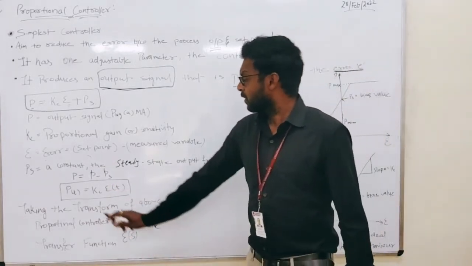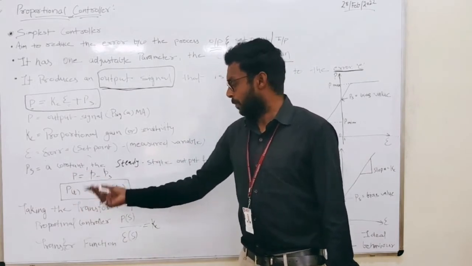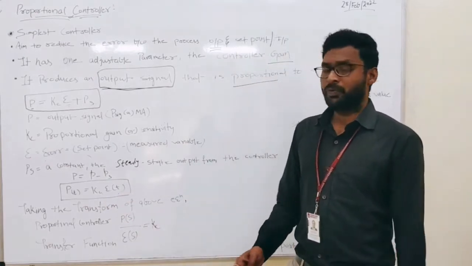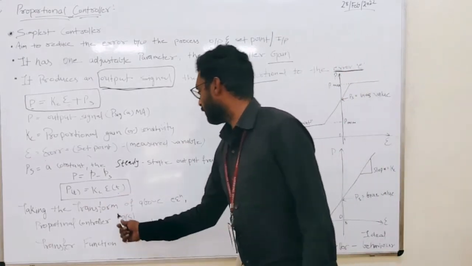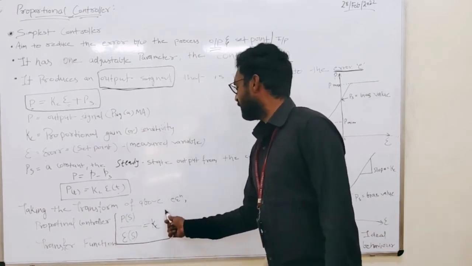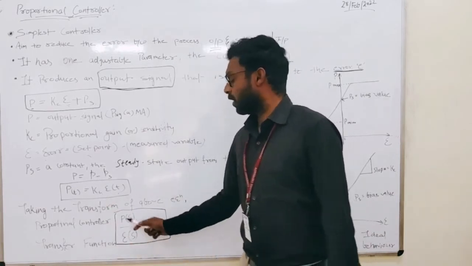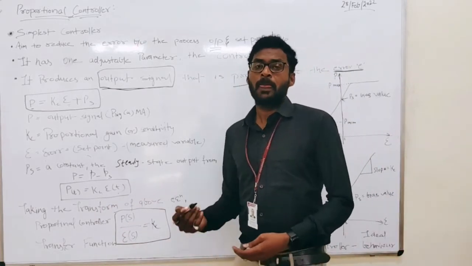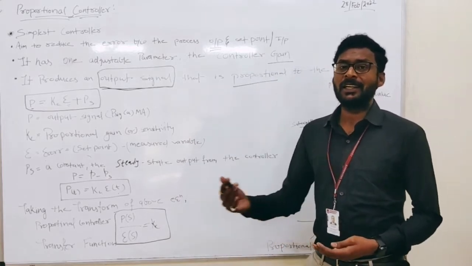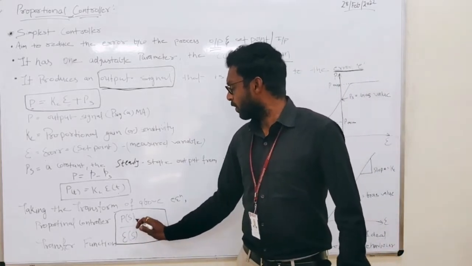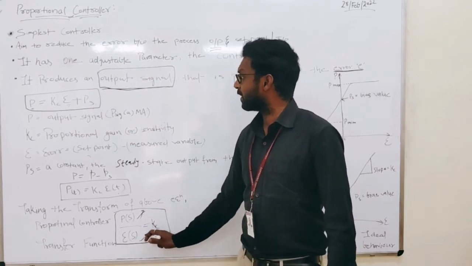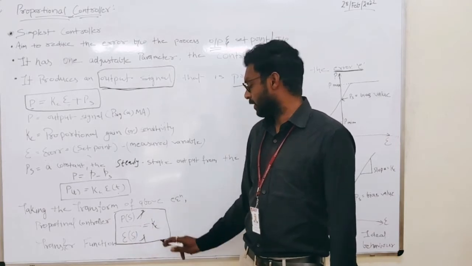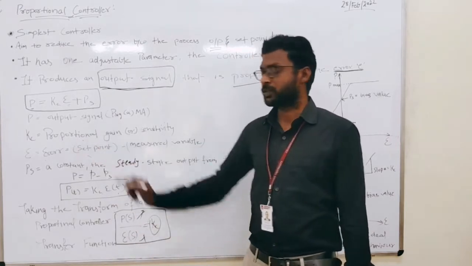This equation you can write by applying the transfer function. What you will get is P(t) equals Kc times epsilon(t). Now if we apply the transfer function, what is the transfer function here? It is the relation between the output signal and the input signal. This is our input signal and this is the error we are getting. So you will get the transfer function P(s) by E(s) equals Kc, where Kc is the proportional gain.